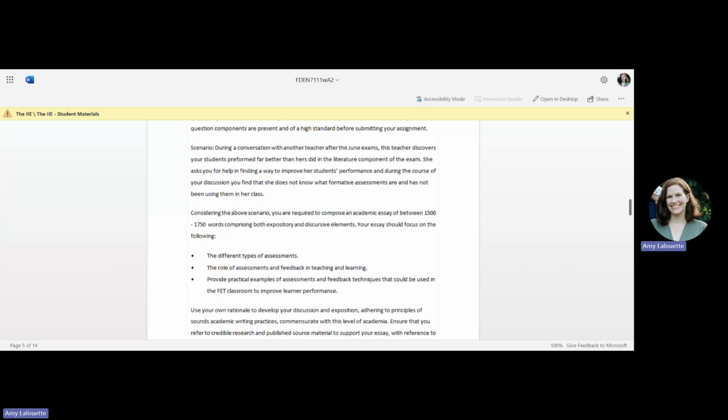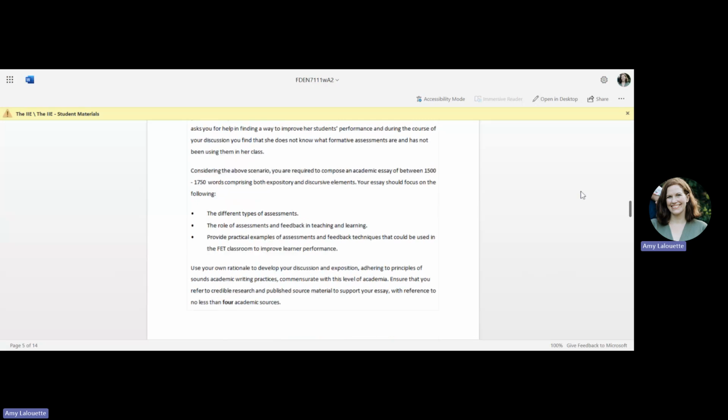What you have to do is write an academic essay between 1,500 and 1,750 words, comprising both expository and discursive elements. Your essay should focus on the following. So I just want to point out expository means explaining, and discursive means to discuss. So you have to explain and you have to discuss, which means you have to use your own ideas.